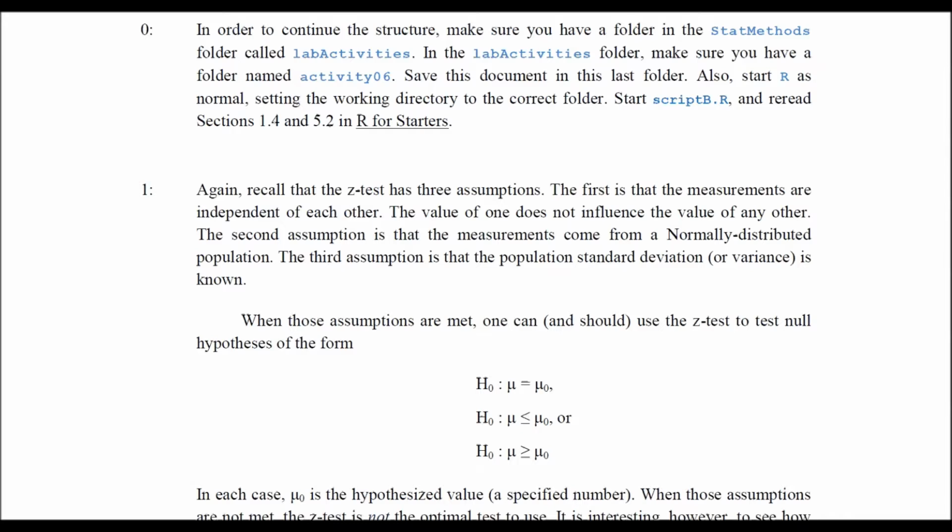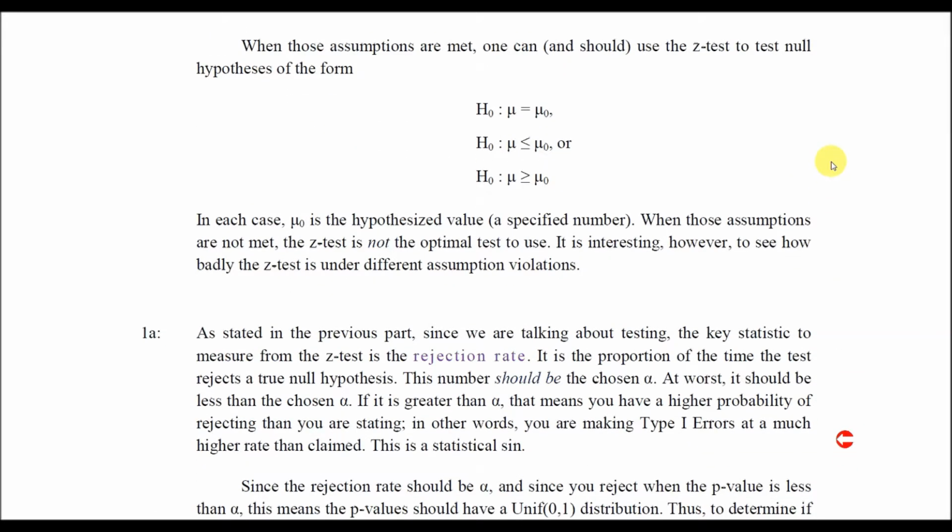Again, recall that the z-test has those three assumptions: that the measurements are independent, that they are normally distributed, and that we know the population standard deviation or the population variance. And under those circumstances, we can test three different null hypotheses. We can test if mu is equal to a given number. Mu, again, is the population mean that we're trying to draw inference about, and mu naught is a hypothesized number. So this could be mu equals 2, mu equals 5, mu equals negative 19. That's called a non-directional hypothesis or a two-tailed hypothesis.